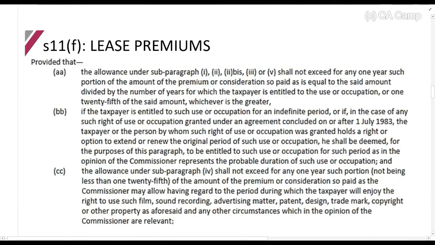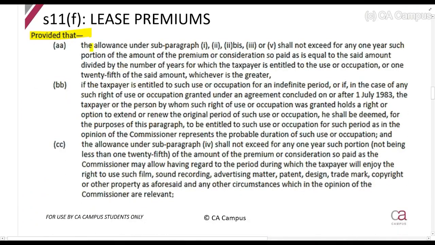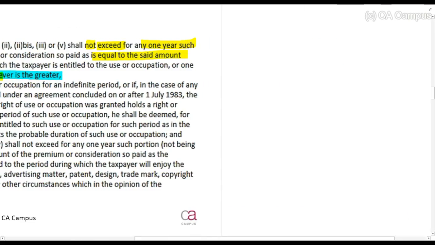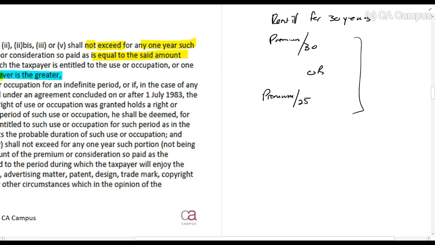Then you can get an allowance, provided that this allowance shall not exceed for 1 year the portion of the amount of the premium as is equal to the said amount divided by the number of years, or 1/25, whichever is the greatest. So what they say you should do is the calculation. Let's say you can rent it for 30 years. They say you must do the following. You must say premium divided by 30, or premium divided by 25, whichever one is the greatest. In this case, the 25 will be the greatest, which means that if it's more than 25 years, 25-year wins.